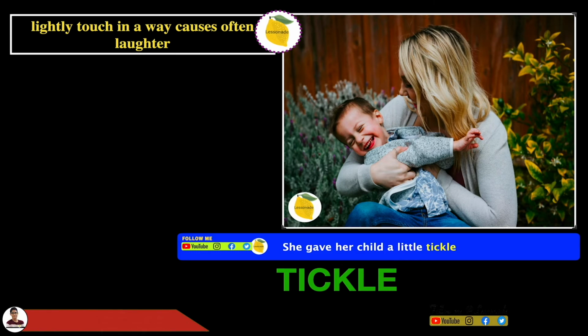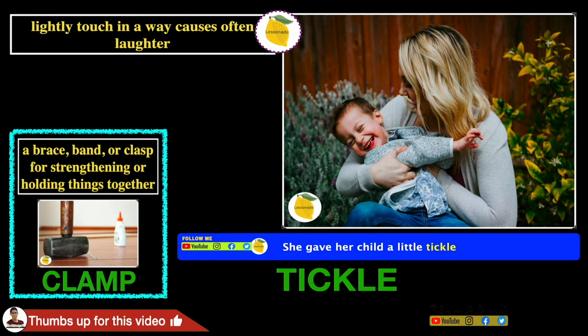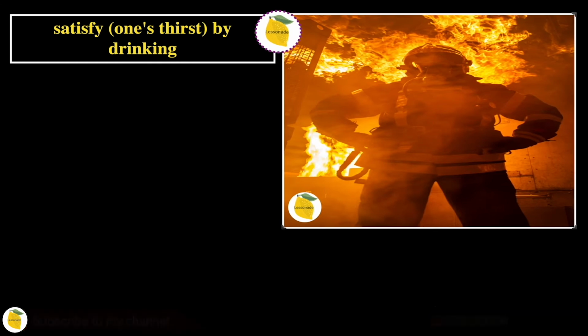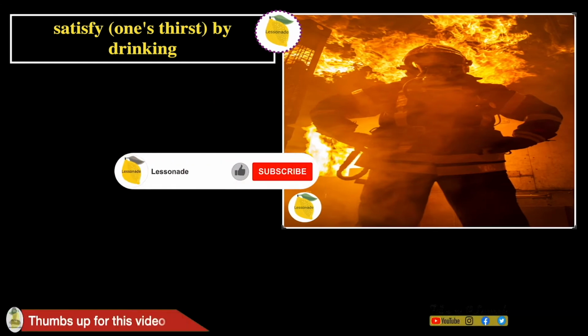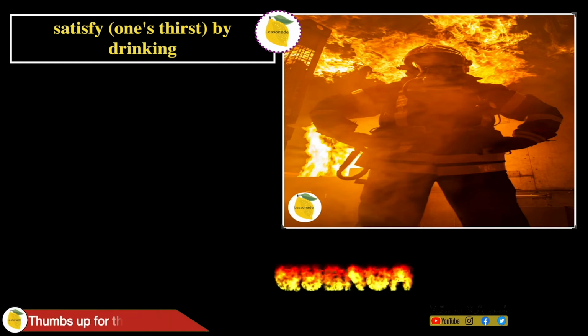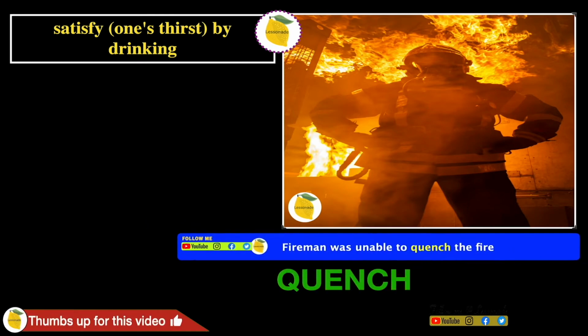So once again, before we go on to the next one, let's try to recall the previous slide. And the previous slide is clamp. Let's go on to the next one. The next one is satisfy one's thirst by drinking. In this picture, we can see a fireman surrounded by fires. Obviously, that's going to be hot, and therefore they will be thirsty. And this means the word will be quench. And the sentence for this word is, fireman was unable to quench the fire.